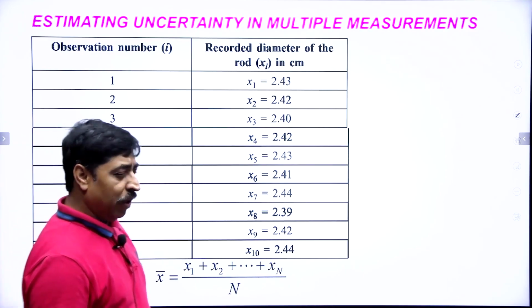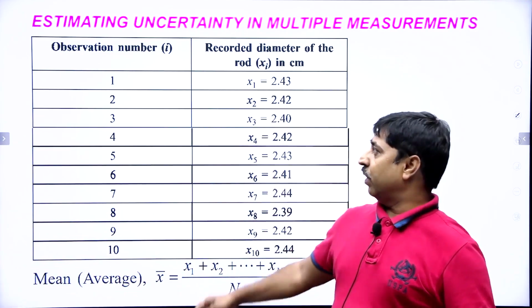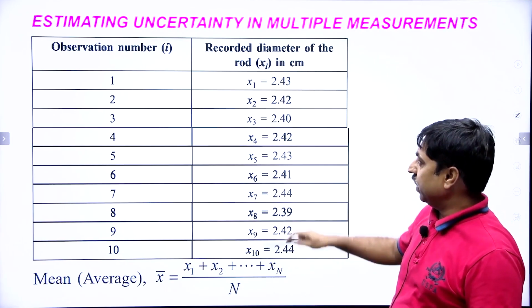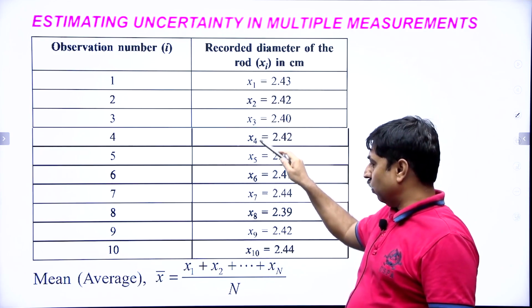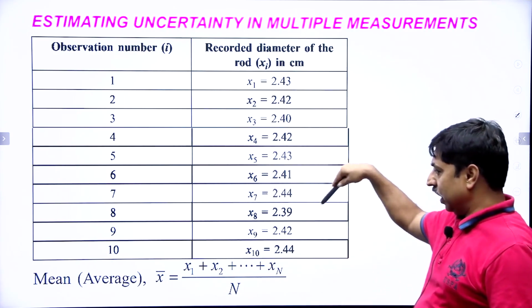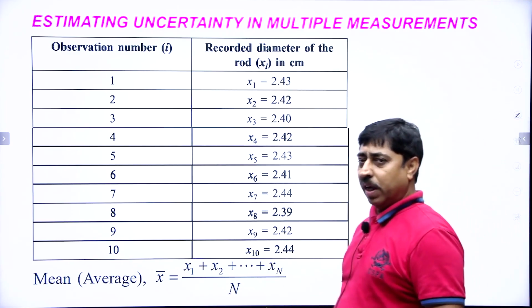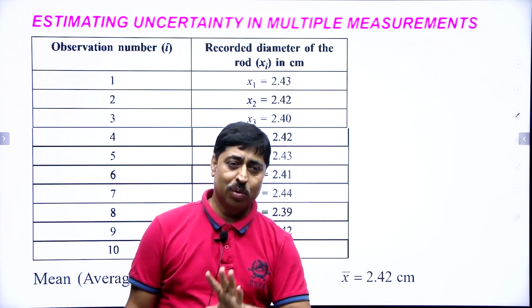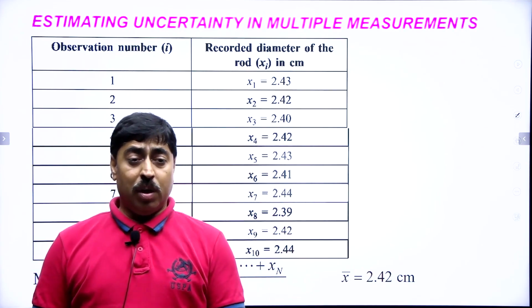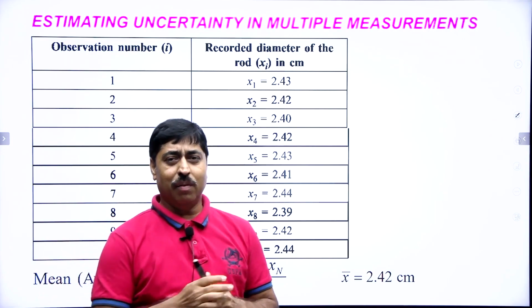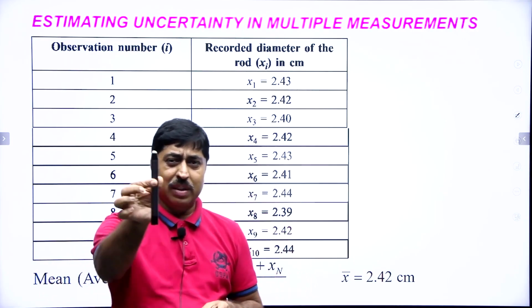Now, the first thing that we do is take the average of all these observations. That means you have to add all these x1, x2, x3, x4 up to x10 and divide by 10. For this particular example, if you find the average value of x, you get 2.42 centimeter.